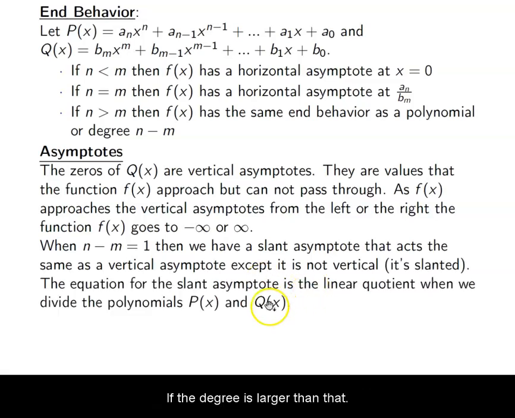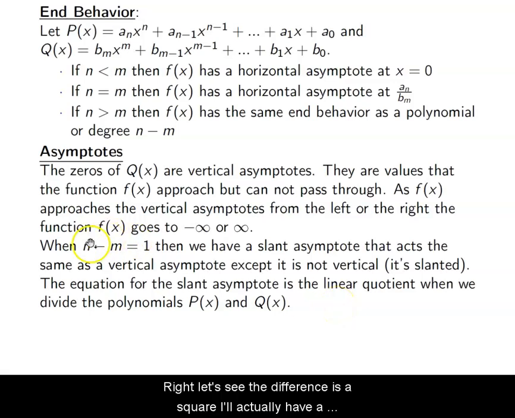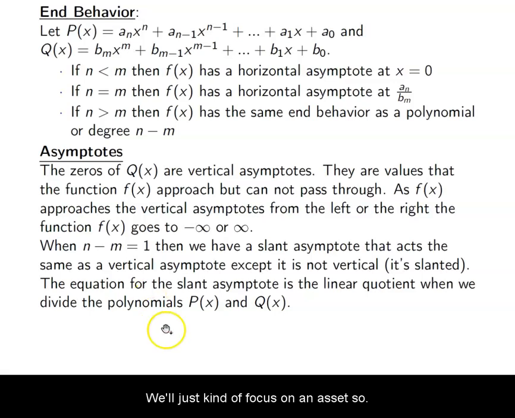If the degree difference is larger than that, let's say the difference is 2, I'll actually have a quadratic asymptote. It's a little different. We're not going to concern ourselves too much with what happens in the long run behavior of these when the degree difference is very, very large. We'll just focus on our asymptotes, the horizontal and vertical.